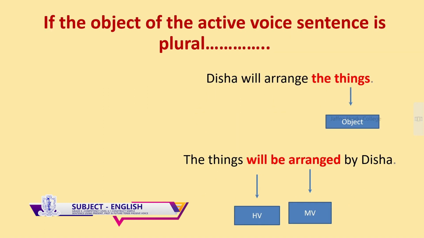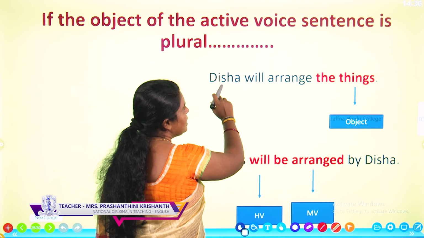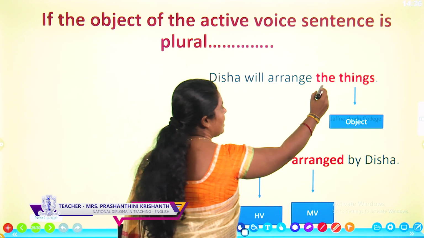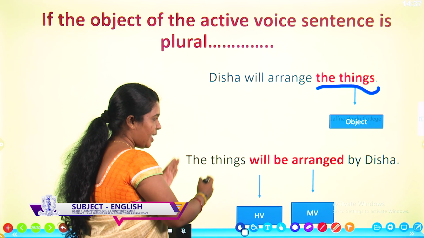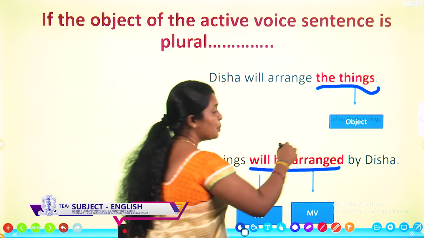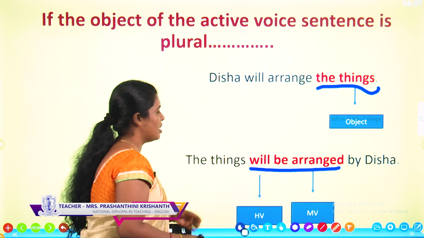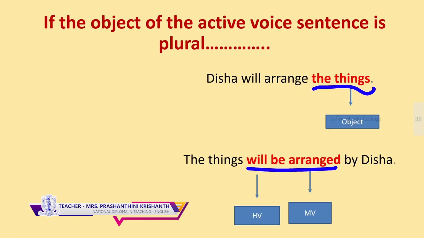If the object of the active voice sentence is plural, see they are same. I already told you. Disha will arrange the things. This is plural form. Right? So, the things will be arranged by, who is the doer? Disha. So the things will be arranged by Disha. So helping verb will and the arranged is main verb. It means the past participle of the verb.